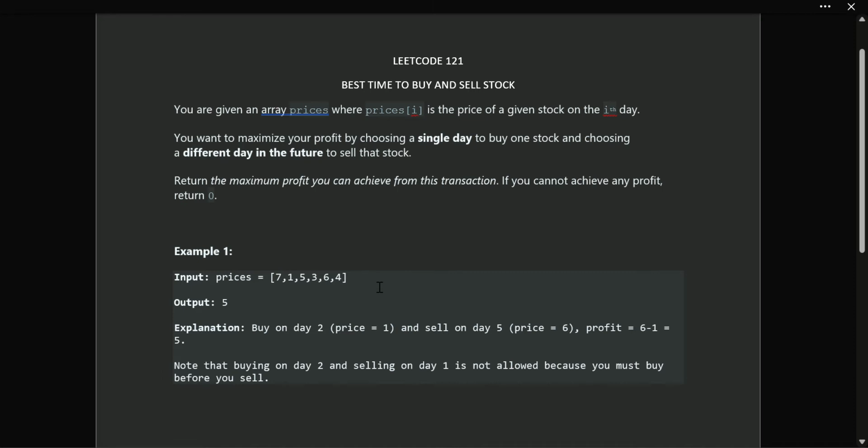We've got prices and it's got 7, 1, 5, 3, 6, 4. So again, this is the first day, second day, third day, fourth day, fifth day, sixth day. It doesn't take a rocket scientist or a software engineer to figure out that I would have liked to have bought it when it was $1, and I would have liked to have sold it when it was $6. 6 minus 1, my total profit would have been 5.